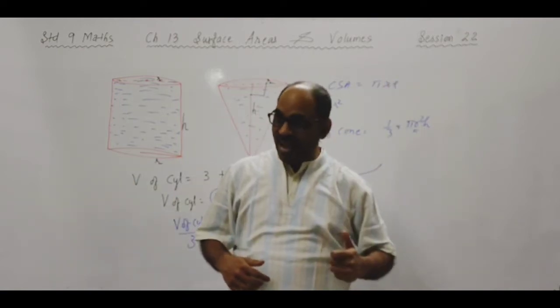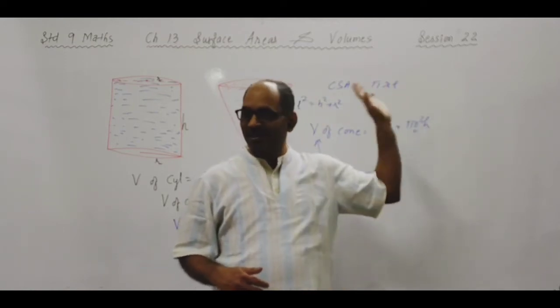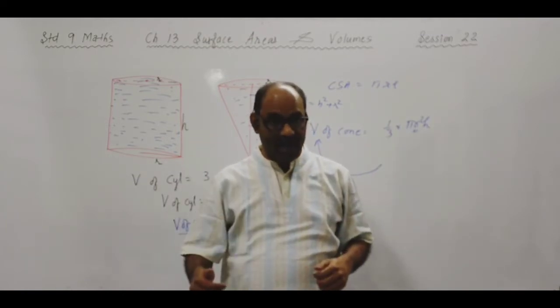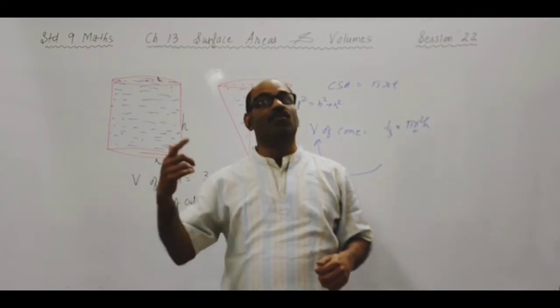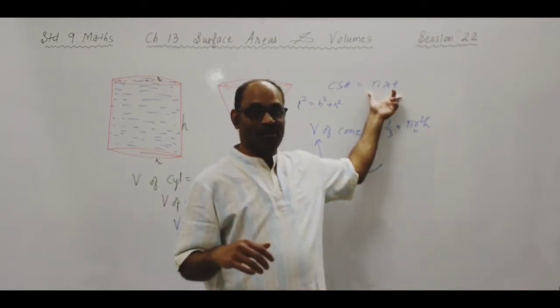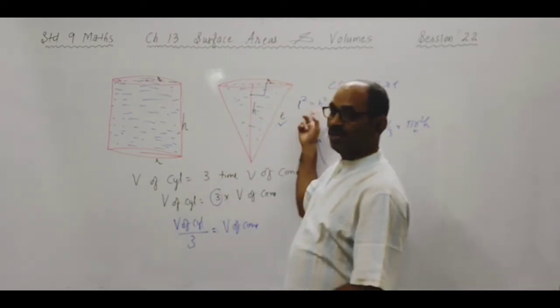If vertical height h is given and you have to find volume, then it's fine. Straight away we can put the value. But if you have to find area or surface area, and vertical height is given, vertical height is not involved in this formula. So first you will have to find slant height using this relationship.